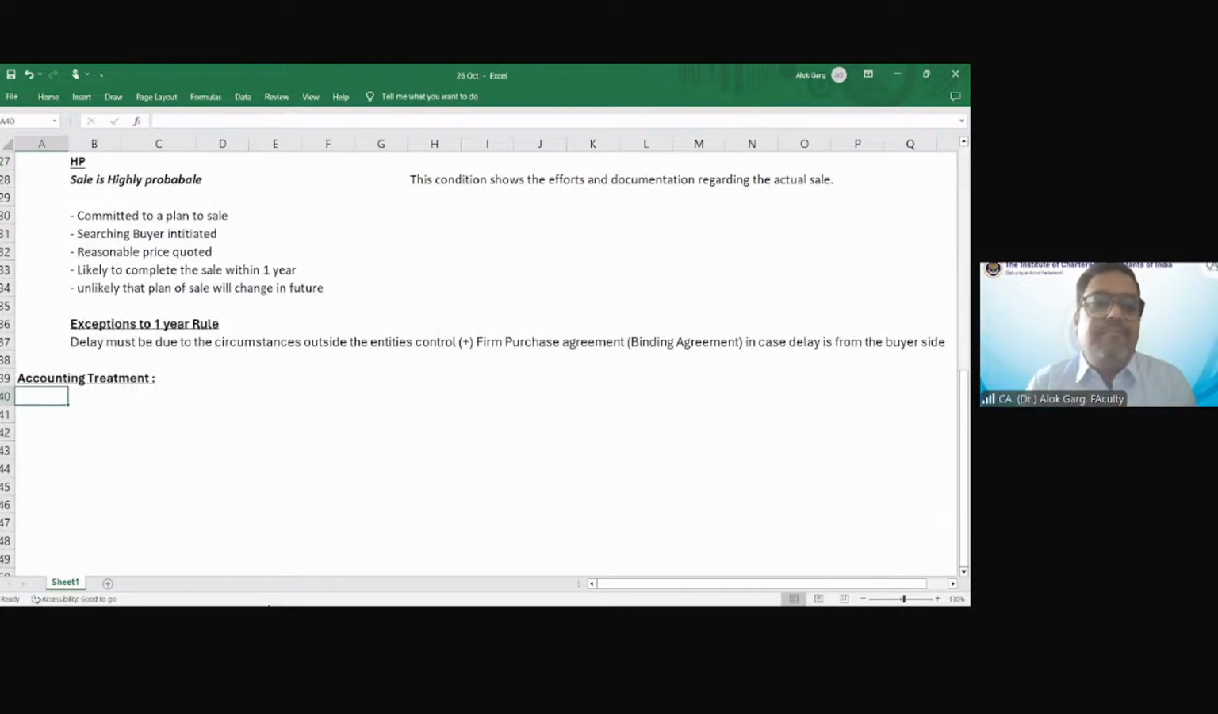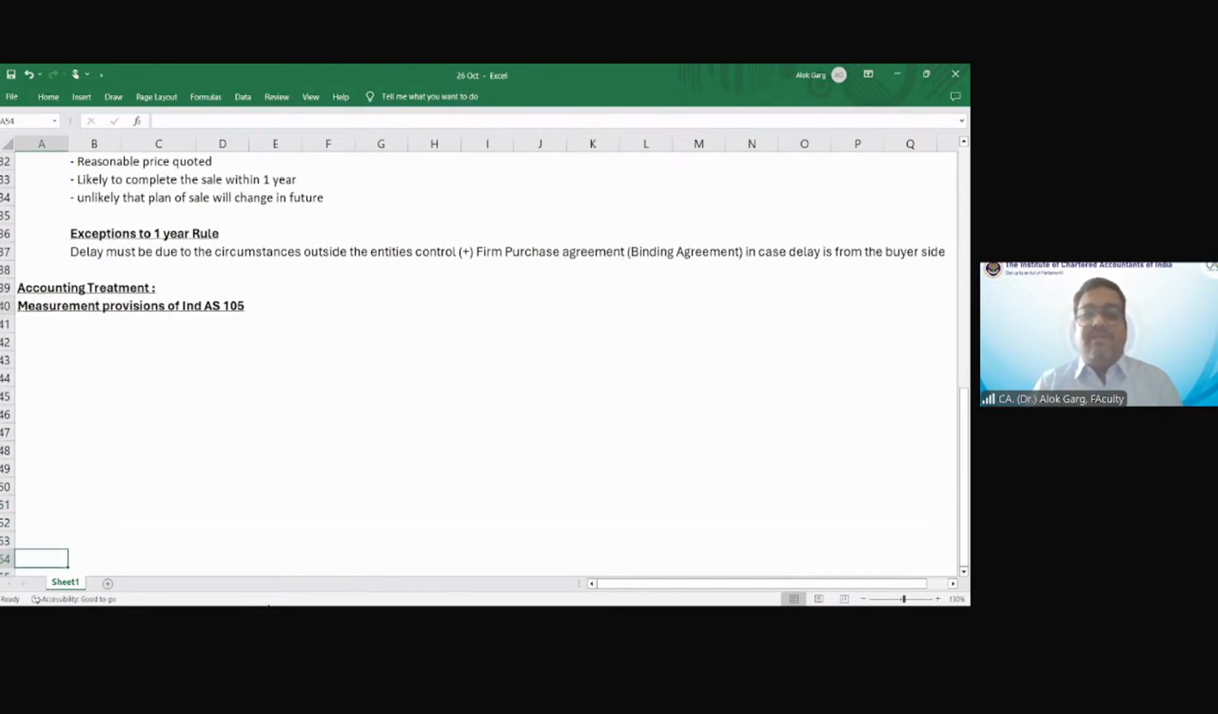Accounting treatment. Measurement provisions of Ind AS 105. What is the measurement provisions of Ind AS 105? Standard says that while measuring a non-current asset held for sale, you have to follow 3 steps.